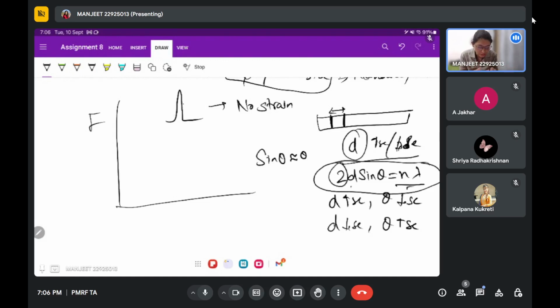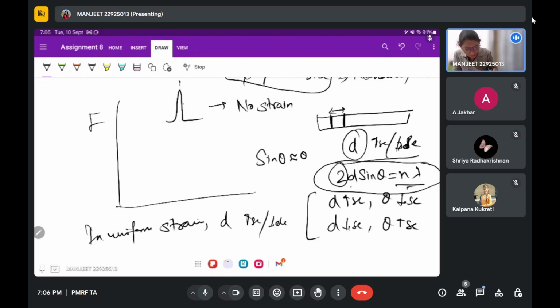If this is the peak corresponding to no strain, then in uniform strain either d will increase or decrease. If it increases, the peak shifts to a lower angle. If it decreases, it shifts to a higher angle. It is the same peak, at either a lower or a higher angle, with the same broadening, everything the same.